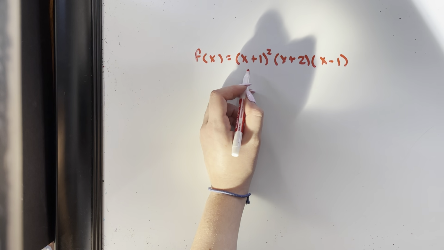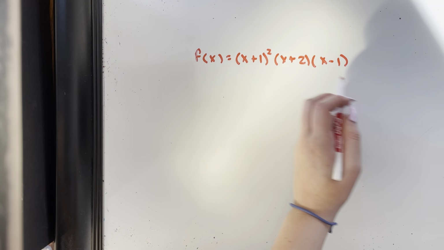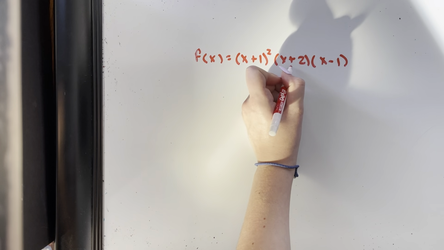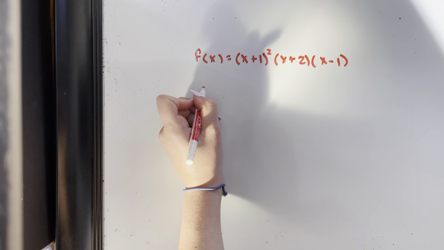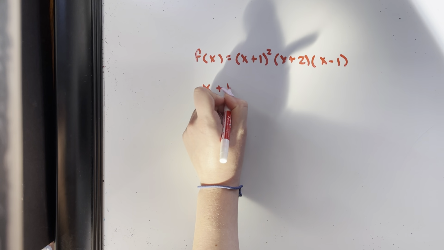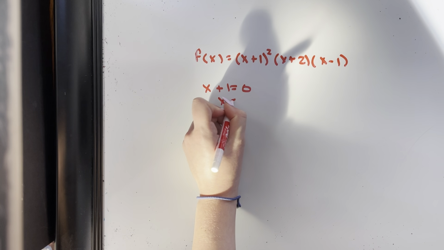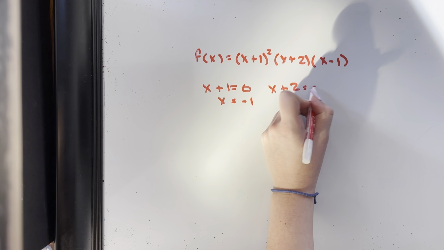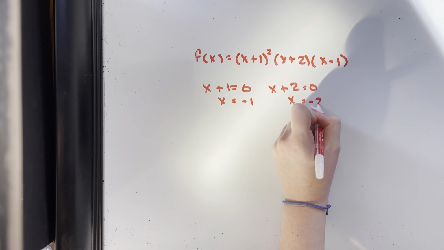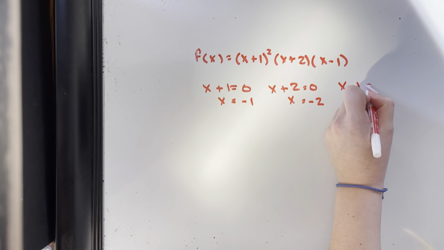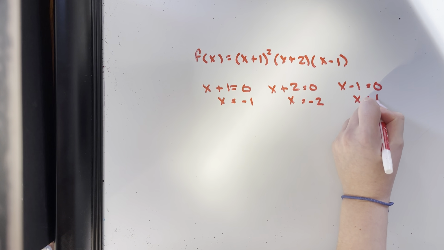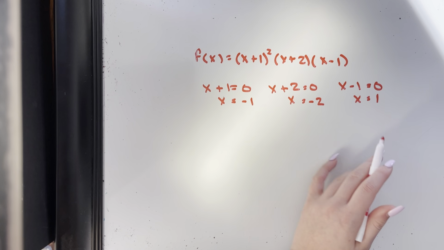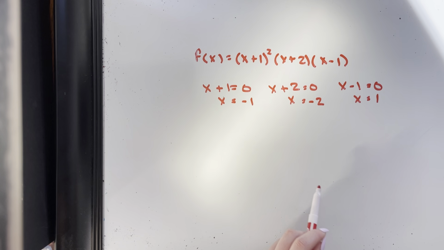So to find the x-intercepts when your equation looks like this, all you have to do is set each binomial to 0. For the first one, x plus 1 equals 0, and then you get x equals negative 1. For this one, x plus 2 equals 0, x equals negative 2, and for this one, x minus 1 equals 0, x equals positive 1. So negative 1, negative 2, and 1 would be the x-intercepts of this equation if you were to graph it.